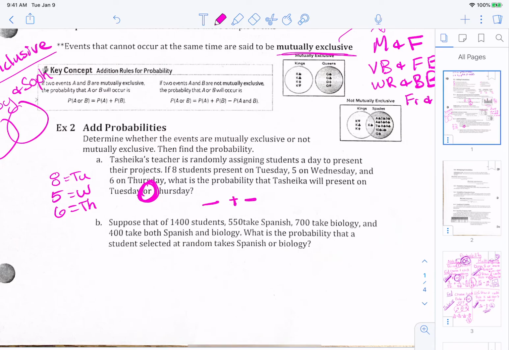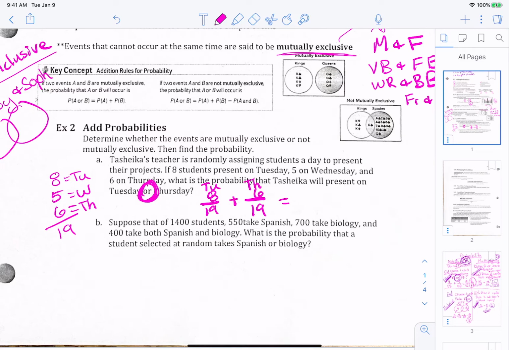So, I'm going to take the two fractions and I'm going to add them. How many total students are there? 19. Okay? So, out of 19, and we want Tuesday, Thursday. Tuesday, there are 8 people. Thursday, there are 6 people.